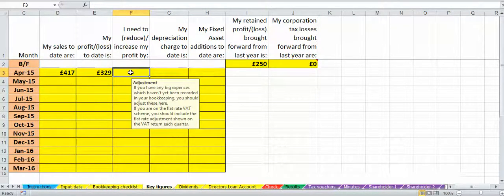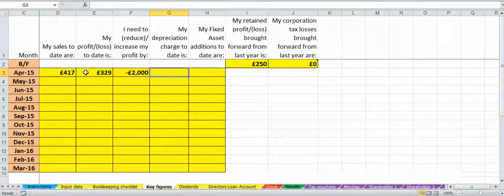Now we've got this cell, I need to increase my profit by. This is just to take account of any big expenditure you know is coming through, because what we don't want to happen is you declare a dividend based on a profit this month when you know you're going to have a big expense next month which is going to more than offset that profit. In all likelihood, you probably won't have anything to enter here, but if you know you've got a big expenditure, so for instance you're going to be buying a lot of stationery, say £2,000 worth of stationery, then you would need to reduce your profit here.